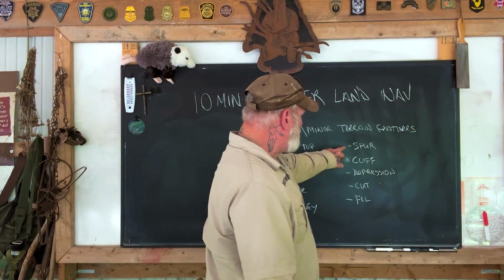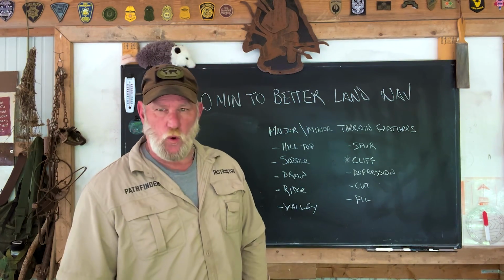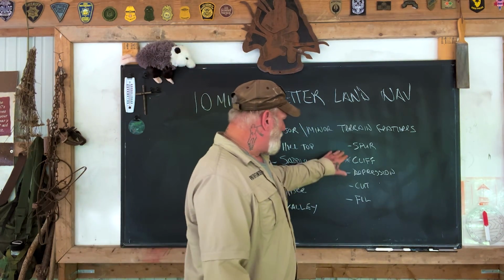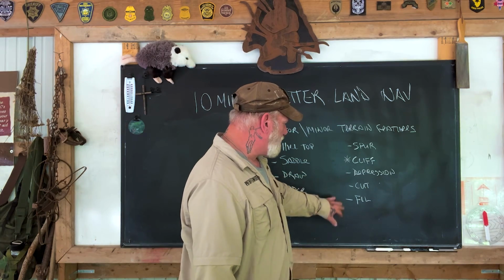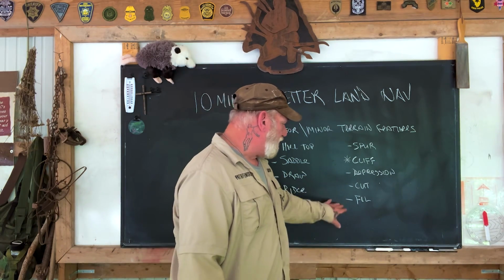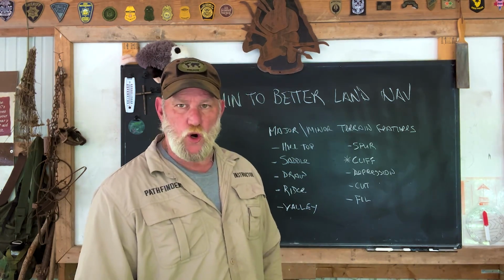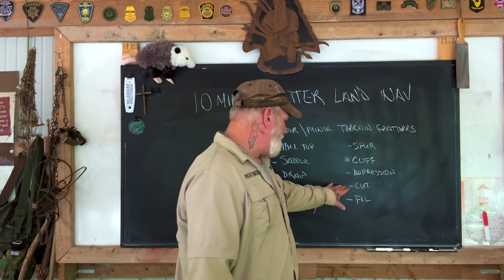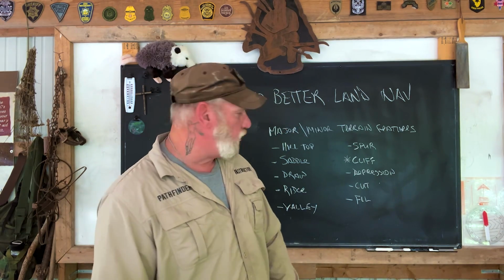However, most of these are things that you're not going to have to worry about too much. We're going to talk about spur, cliff, depression, cut, and fill. Cut and fill are mainly going to be around roads and construction. And most of the time, you're going to be trying to avoid that stuff anyway.